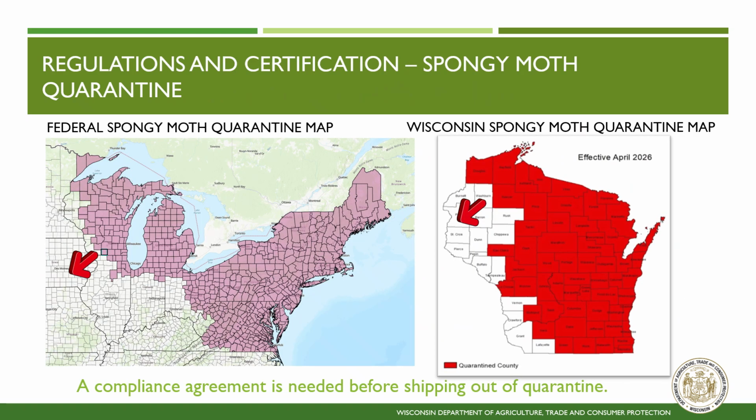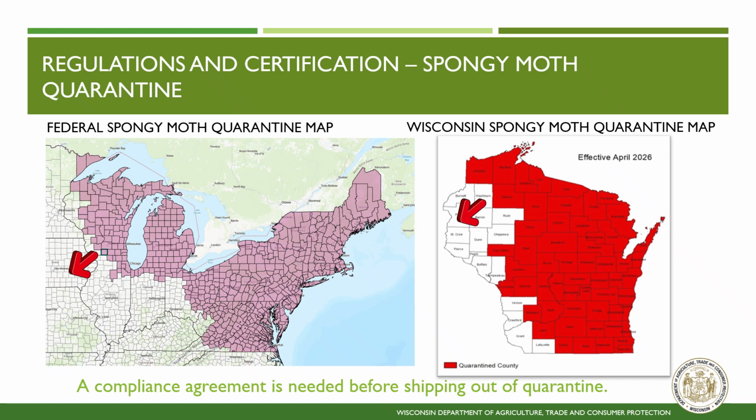A compliance agreement is needed by companies that move regulated articles from infested quarantine areas to non-quarantine areas. Companies that ship out of the quarantine and to other states will need to sign a federal compliance agreement with USDA APHIS. Companies that ship out of the quarantine but don't ship to other states will need to sign a state agreement with DADCAP.